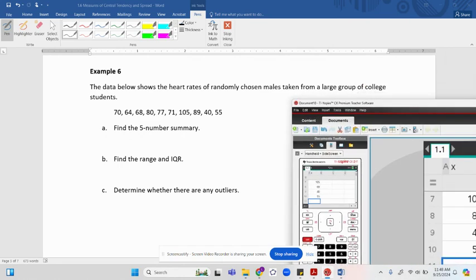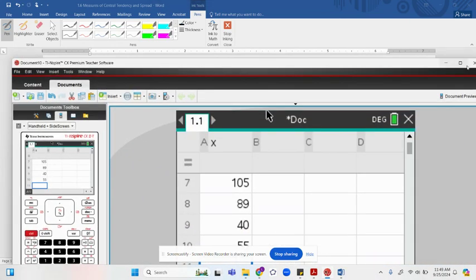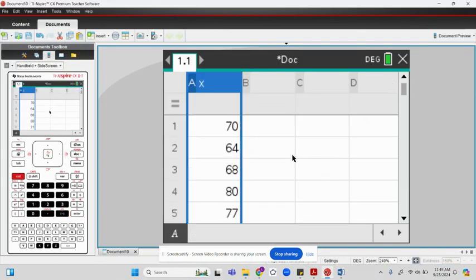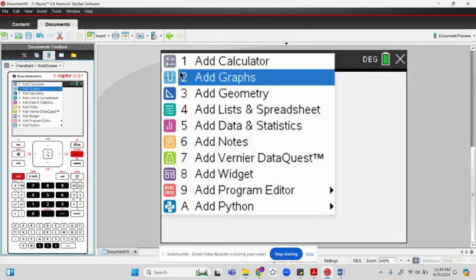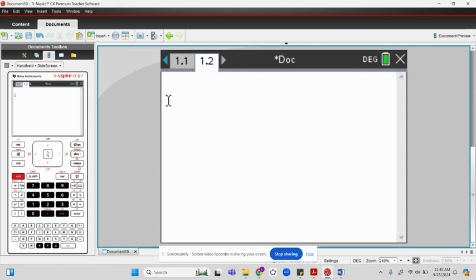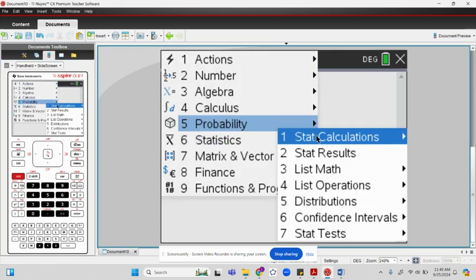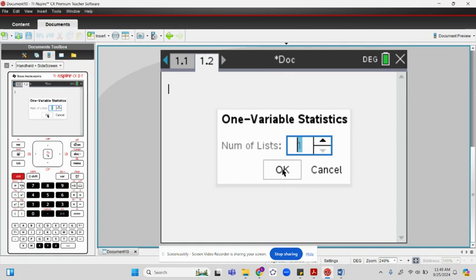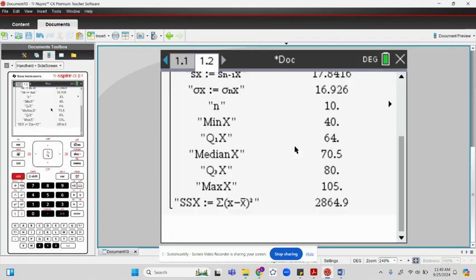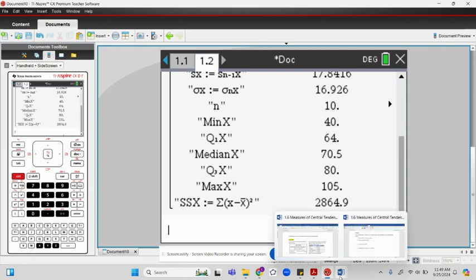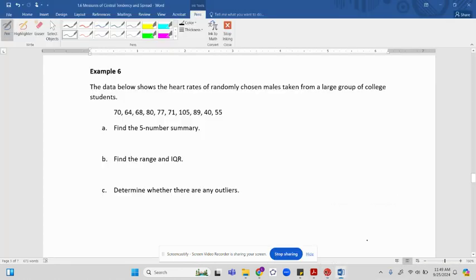So you take a second and type yours in as well. And you should have 10 data points. It says find the 5-number summary. So once you have those data points in, I like to open up a new page: Control, Add Page, Calculator, Menu, Statistics, Stat Calculations, 1 Variable Statistics, 1 List, X, OK. So we have the 5-number summary: minimum, Q1, median, Q3 and maximum. Let's write those down.